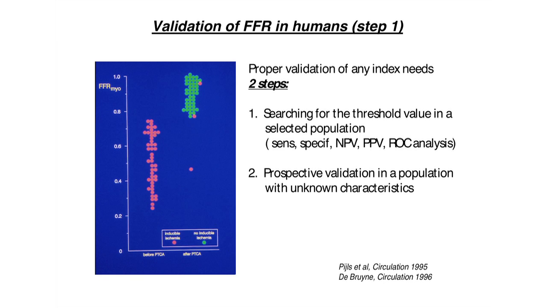You see the red points on the left hand, which are the ischemic values, the green points, which are for sure non-ischemic values. And if you see that, you already suspect that there must be a threshold somewhere in the range 0.75, 0.80. In this study, it was 0.77. So far, that has been done for many other indexes.